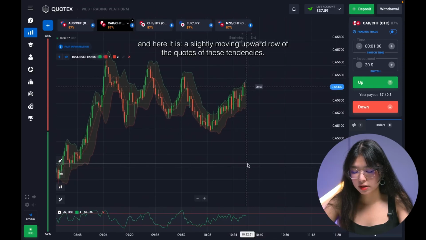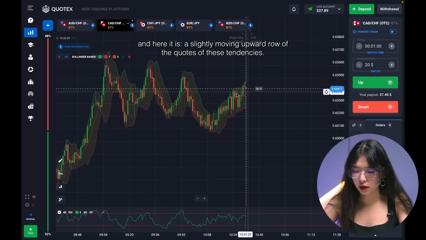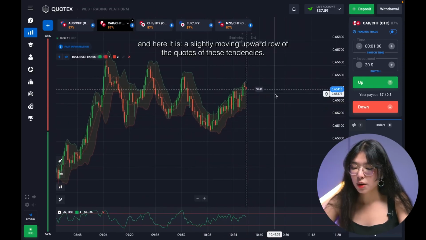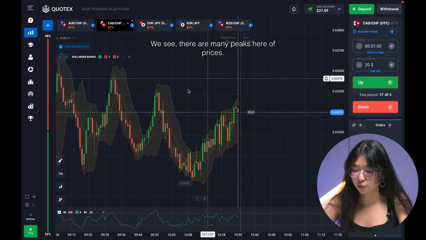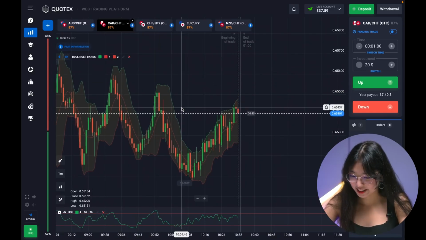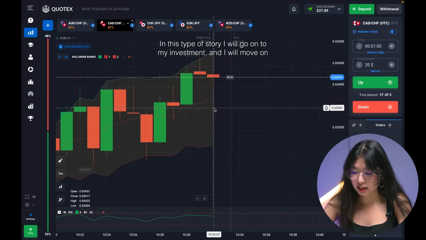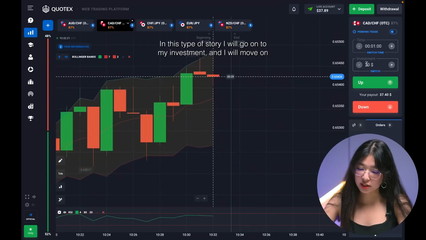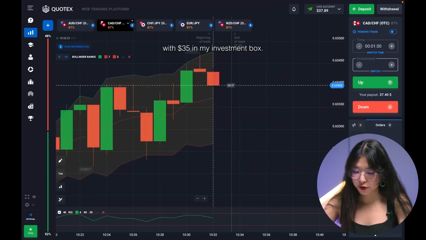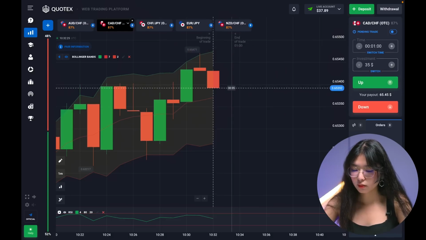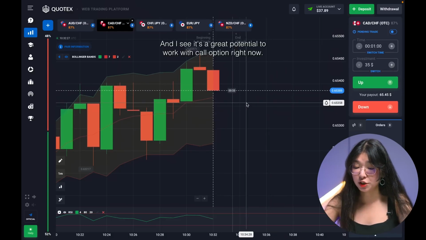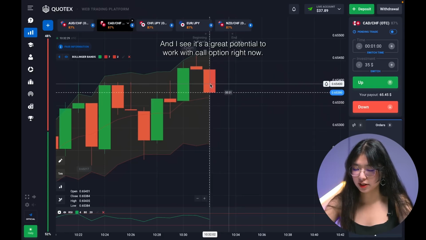And here this slightly moving apart around the quads of these tendencies. We see that there are many peaks here of prices. And let's go on and let's see what we're having here. In this type of story, I will go with my investment and I will move with $35. So okay, and I see that's a great potential, so work with call option right now.